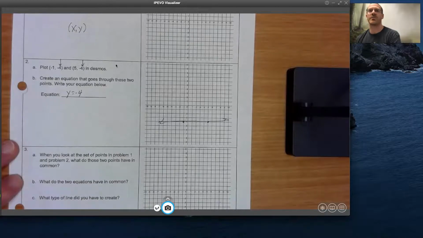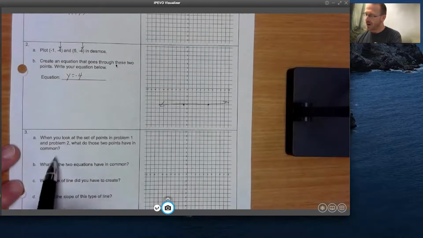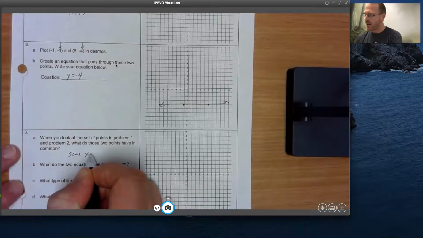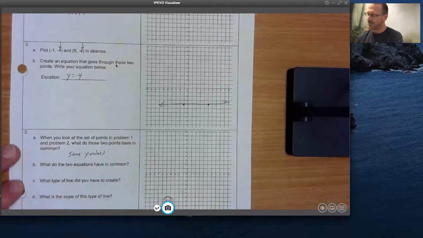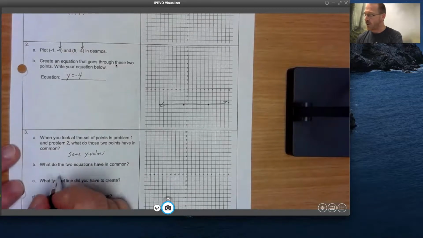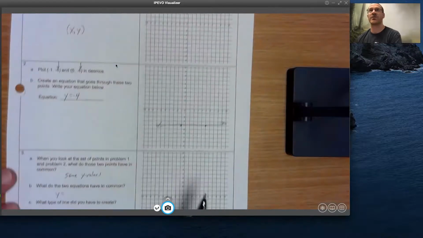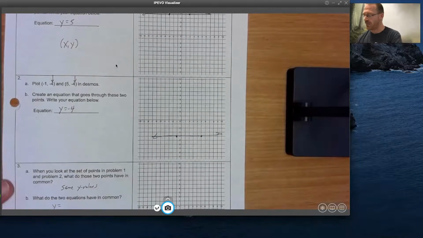So that means y is equal to -4. Notice, what do the 2 points have in common? They have the same y values, right? And then what do the equations have in common? Well, it's y equals whatever that value is. So it was y equals 5 in the first one up here, y equals -4 here.